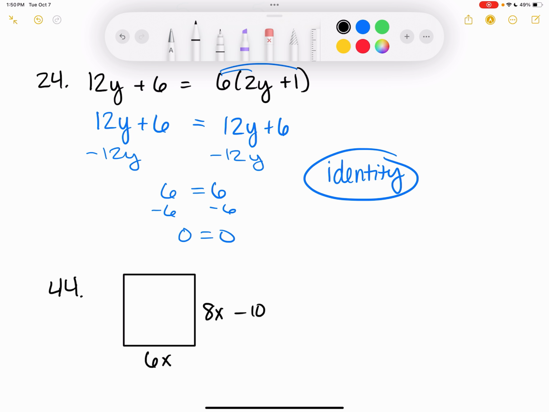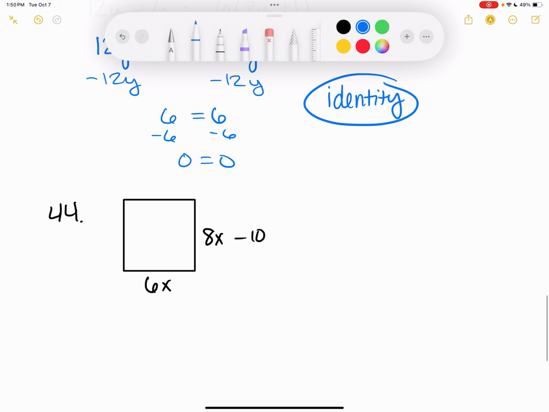I need to solve for x. Now, what do I know about the sides of a square? They're all the same. So I'm going to set this up as 6x is equal to 8x minus 10, and I'm going to solve for x. Then I'm going to find the perimeter of my square.